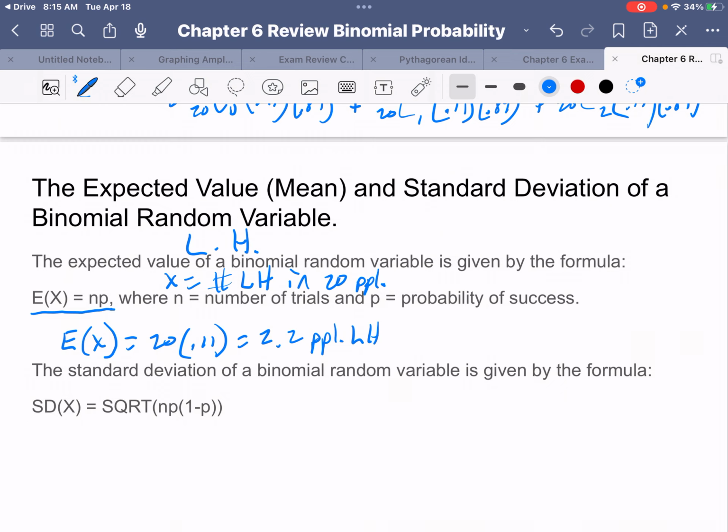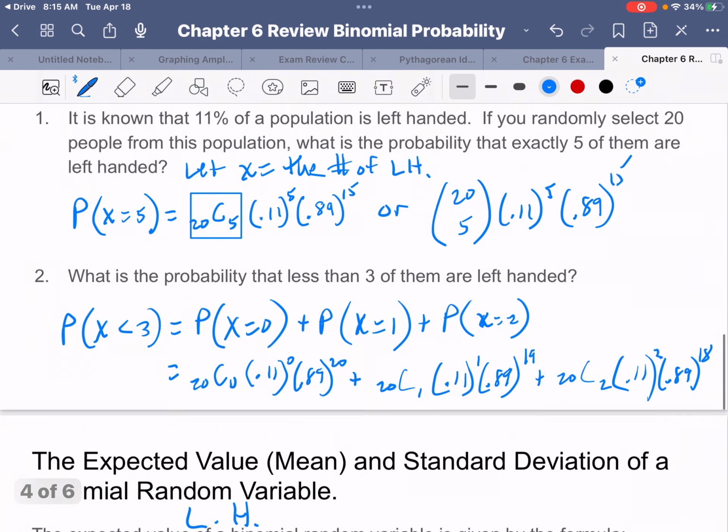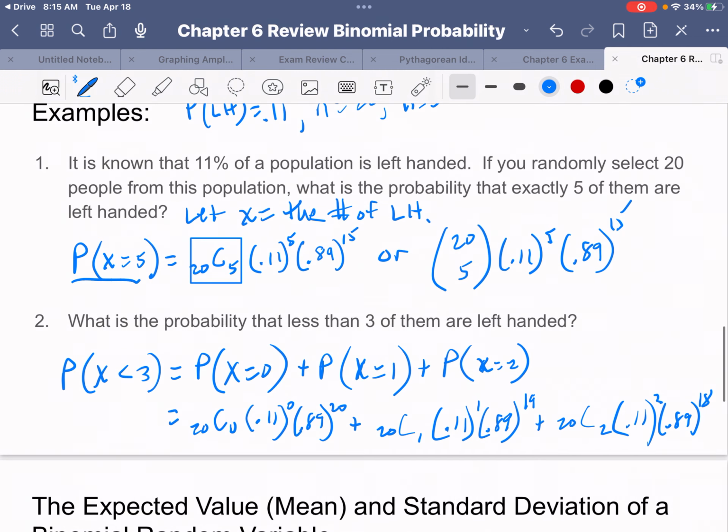Okay, so if I only expect about 2 left-handers to be found in any random selection of 20, doesn't that say the probability that X equals 5 would probably be a low chance? In other words, if I punch this into the calculator, it would probably be a small number.